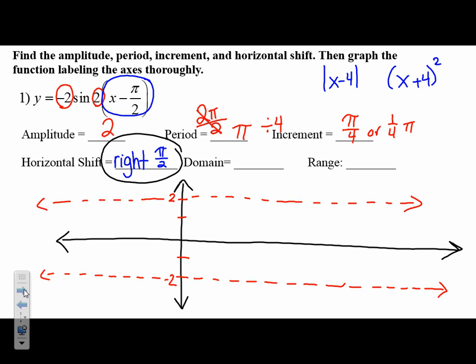So we need to count by pi over 4. So pi over 4 is the first measurement. Then 2 pi over 4. Then 3 pi over 4. Then 4 pi over 4. And then we set up similarly on the negative side.